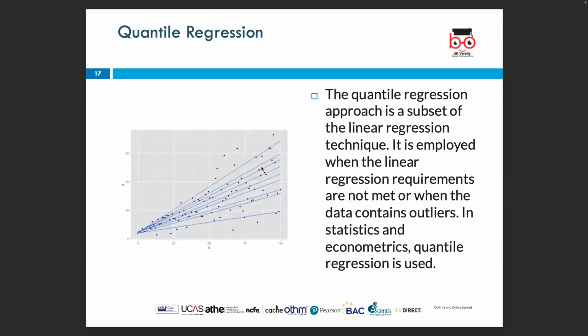Moving on, we have quantile regression. The quantile regression approach is a subset of the linear regression technique. It is employed when the linear regression requirements are not met or when the data contains outliers. Quantile regression is used in statistics and econometrics.